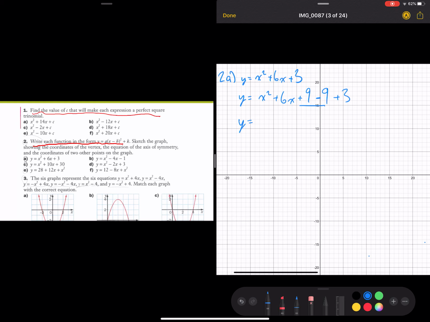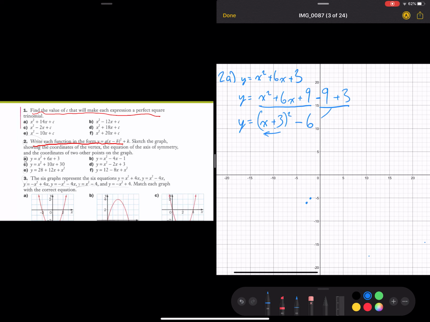So y equals, let's take that. That's a perfect square. It's equal to x plus 3 squared. And that is equal to minus 6. So what ends up happening? We go down 6. We go to the left 3. This is always the opposite of what we think. Remember, don't make that mistake. I always make that mistake. But I always catch it too, because I know I make that mistake.